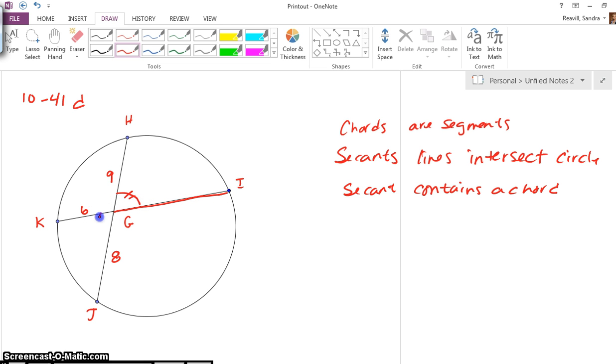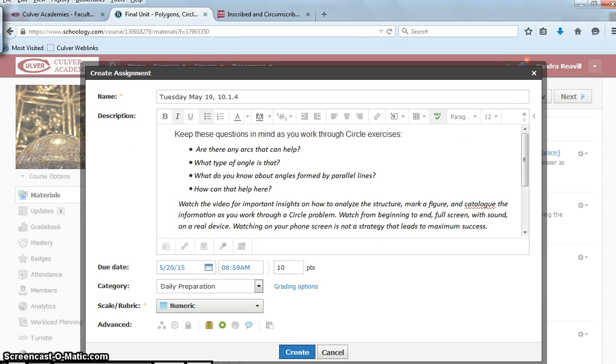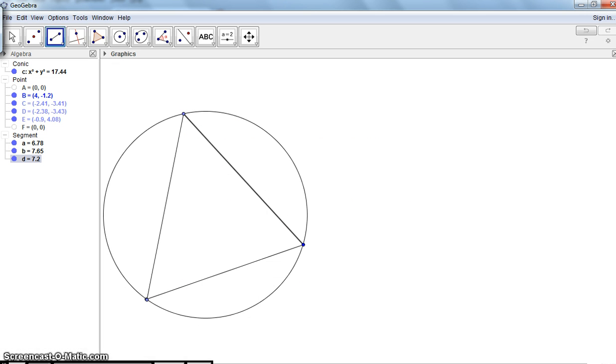Mark what you see. We have a pair of vertical angles at KGJ and HGI. And remember the questions we're keeping in mind. Are there any arcs that can help? What type of angle is that? What do we know about angles formed by parallel lines? And how can that help here? And let's see what we have.